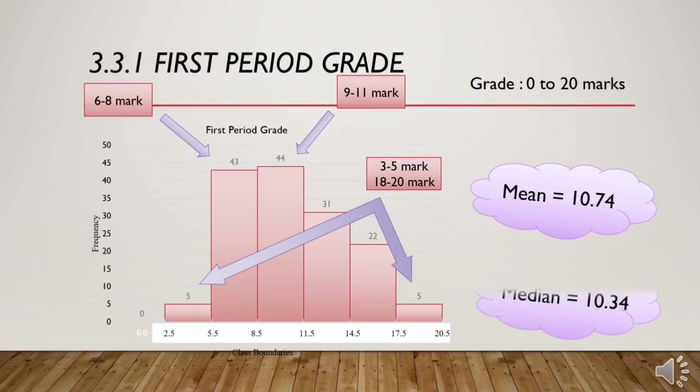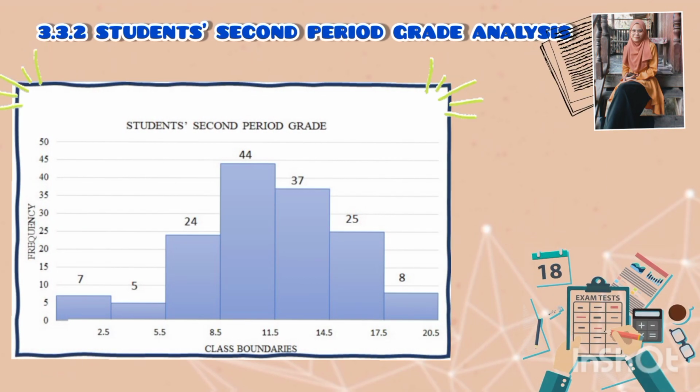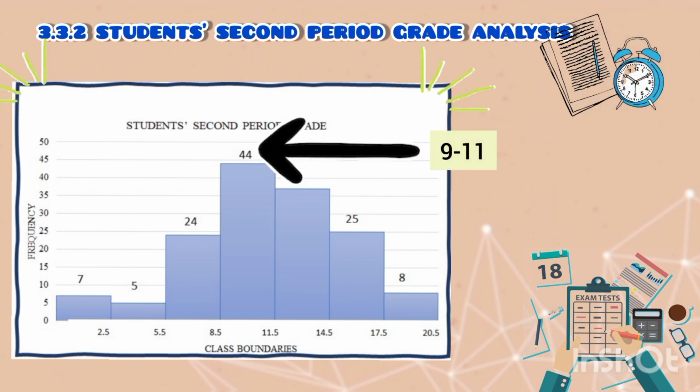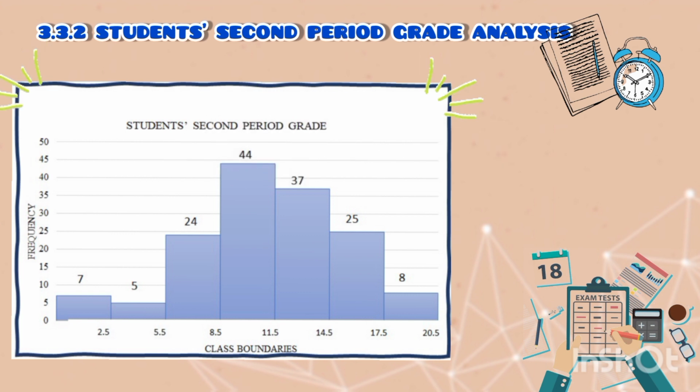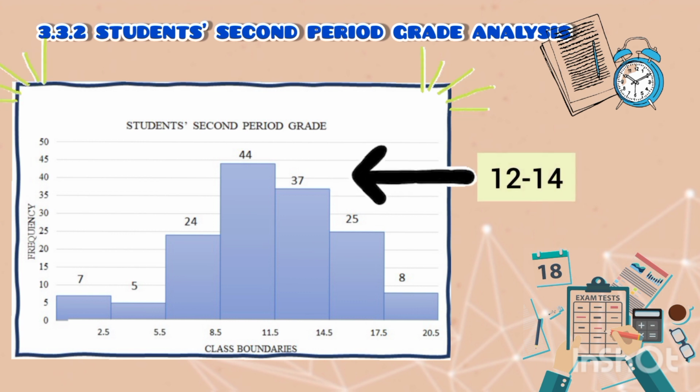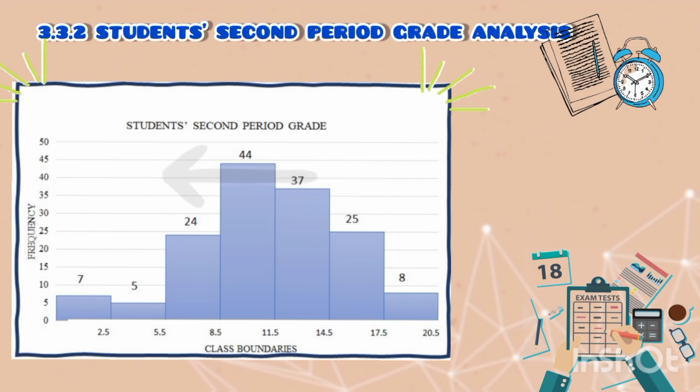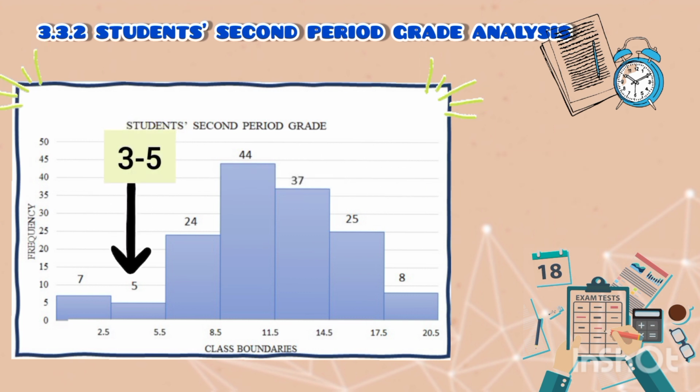The median is 10.34, which means that half of the students score more than 10.34 marks and another half score less than 10.34 marks. Based on this histogram, we can observe that most of the students score between 9 to 11 marks, with the highest frequency of 44 students representing 29.33%, while the second highest is the 12 to 14 marks with a frequency of 37 students, occupying 24.67%. The lowest frequency of 5 students is contributing to 3 to 5 marks with 3.33%.